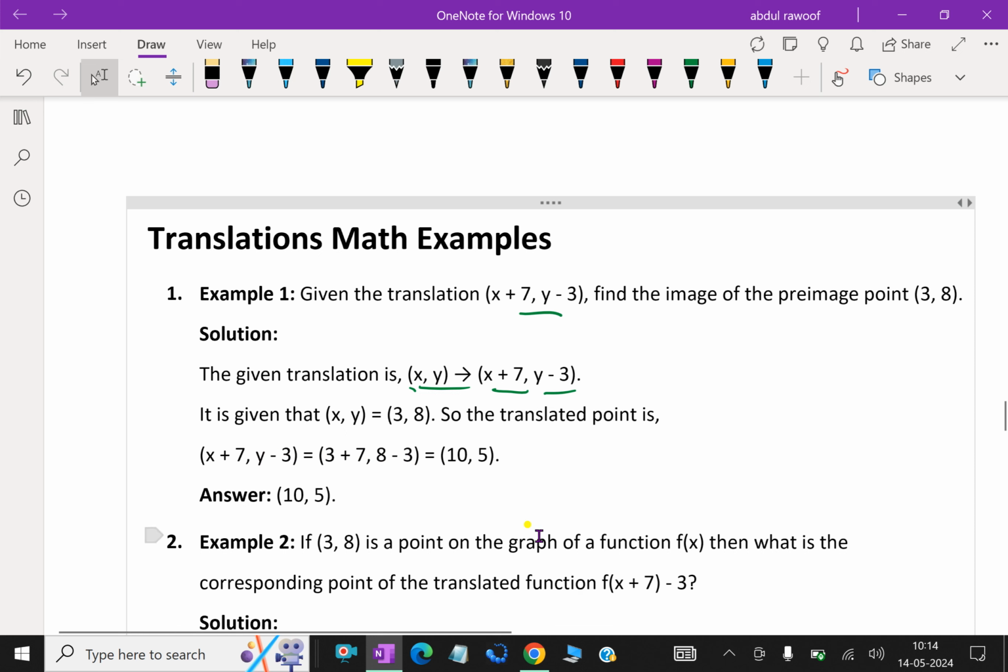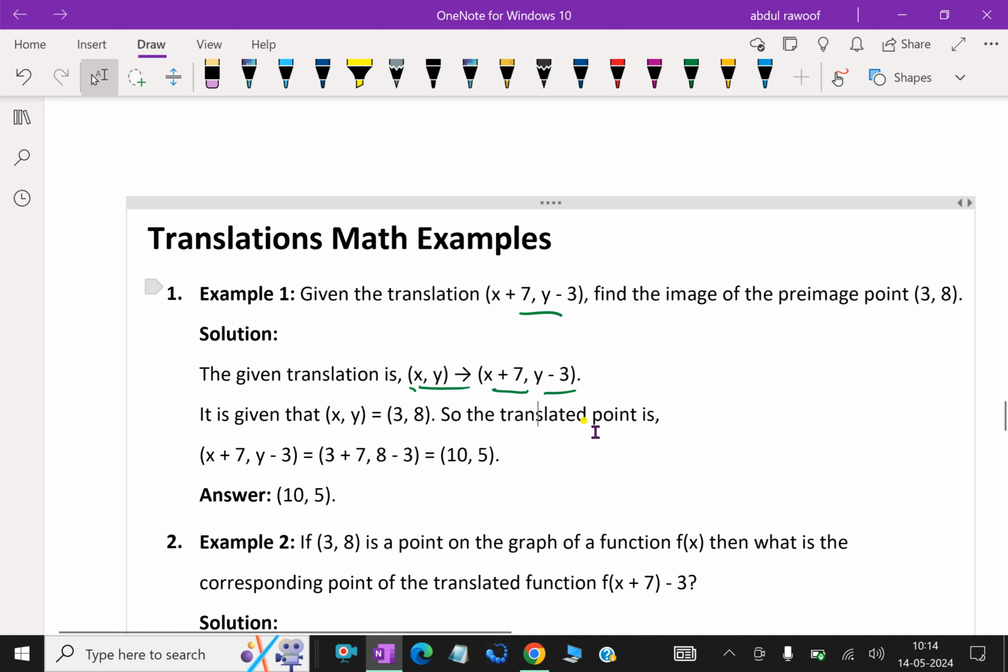This is the image of the point (3, 8), which is (10, 5). That is, it moves in the x direction positively, that is 7 units to the right, and 3 units downward in the y direction. So the image of this point is (10, 5).